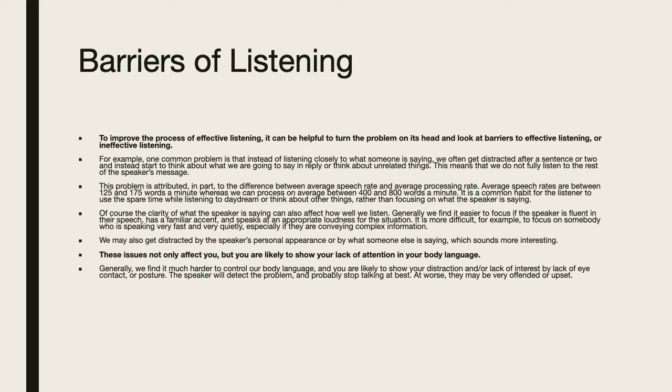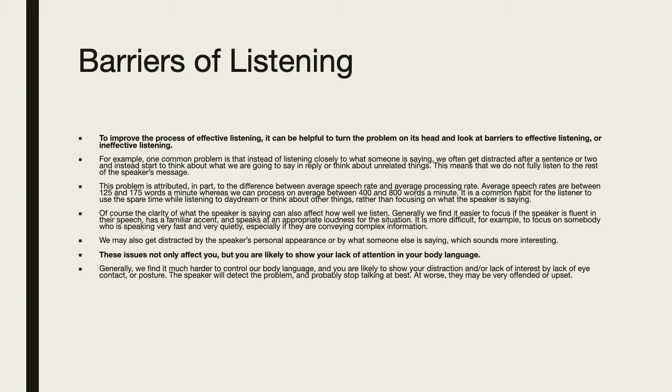Now, regarding the barriers of listening: to improve the process of effective listening, it can be helpful to turn the problem on its head and look at the barriers of ineffective listening. For example, one common problem is that instead of listening closely to what someone is saying, we often get distracted after a sentence or two and start to think about what we are going to say in reply or think about unrelated things. This means that we do not fully listen to the rest of the speaker's message.